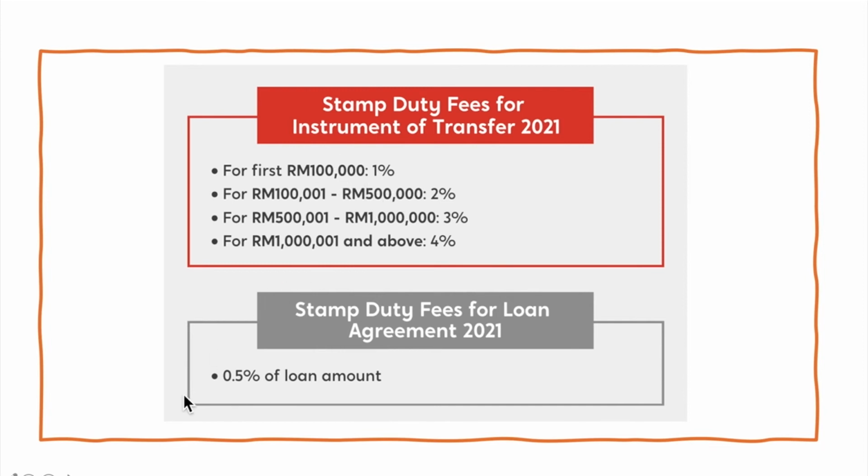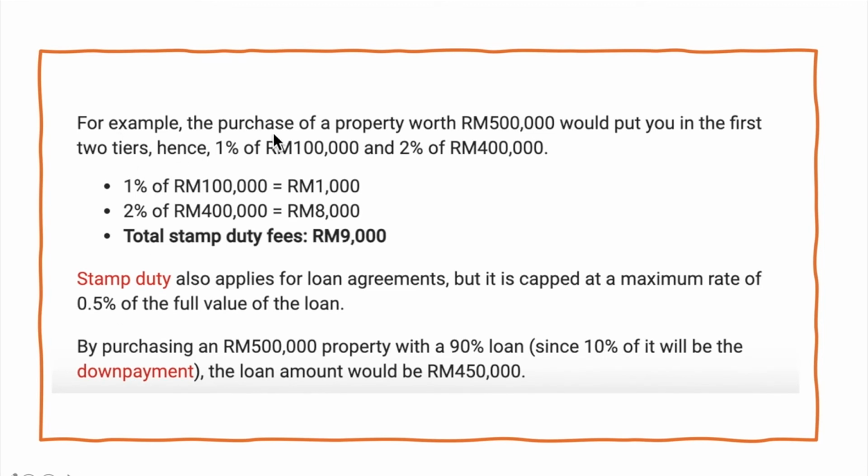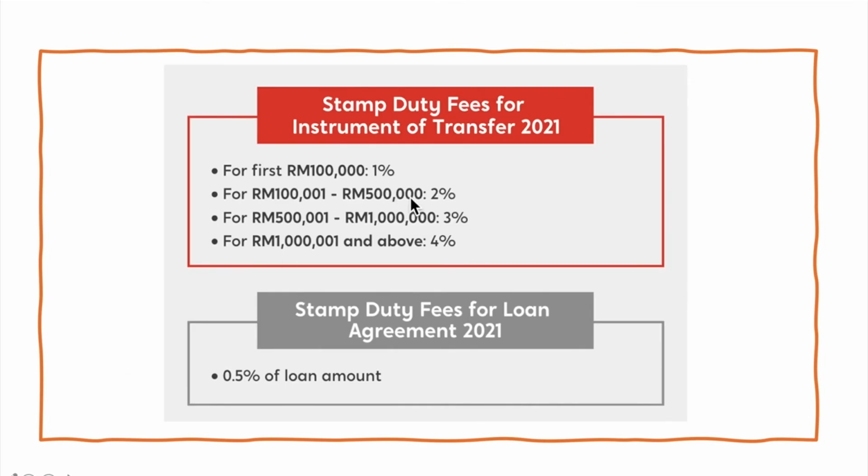So how do we actually calculate for 500,000? We take 500,000 as an example. For instance, the purchaser of a property worth 500,000 would be in the first 2 tiers. Hence, 1% of 100,000 and 2% of 400,000. That means it's split lah. Because your property is only 500,000, it is only up to 2 tiers. So the first 100,000 and the next 400,000.